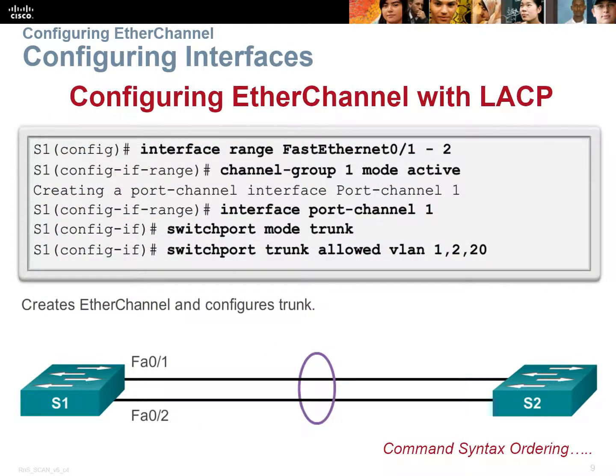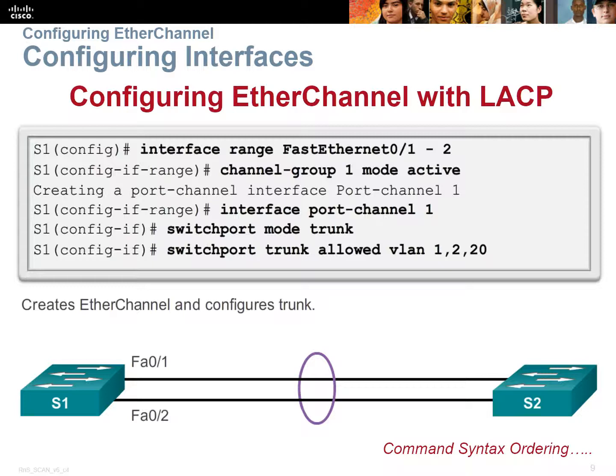So, how do we do it? Interface range FastEthernet 0/1 to 2. Channel-group is the command that actually creates the channel. The number 1 represents the virtual interface that we're creating, and then the mode. We've got 5 choices: on, active or passive, and desirable and auto. In this example we're doing LACP, so we're using active. And notice that the very second you press enter on channel-group mode active, it creates a virtual interface.